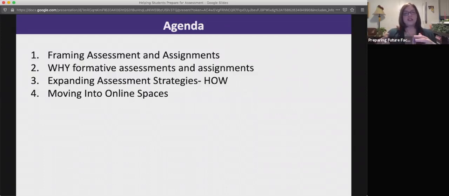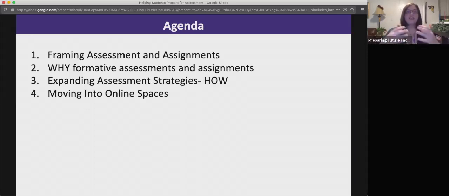So the agenda for today, we want to start out by just briefly framing our discussion and clarifying what we mean by assessment, what do we mean by assignments, and how the two can overlap. And our focus for today is really going to be on formative assessment. If you don't really know what formative assessment is, that's fine. I'm going to teach you what it is.